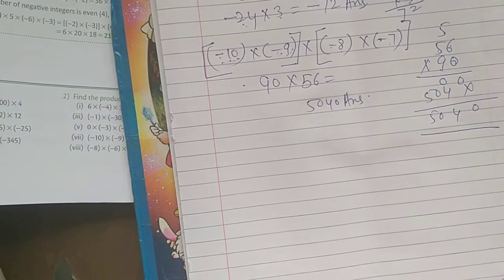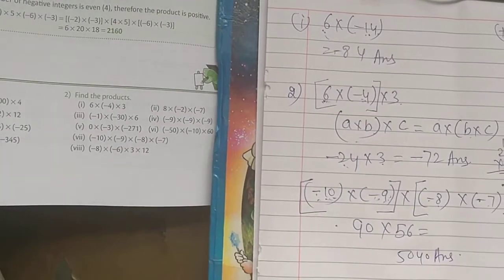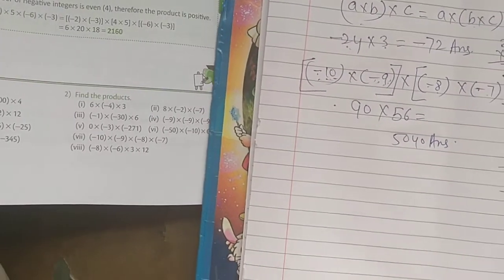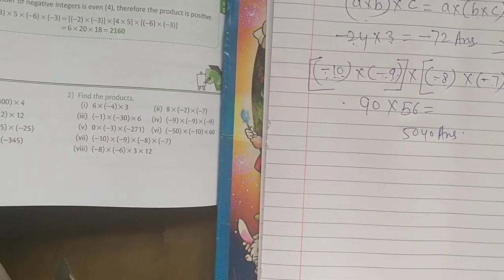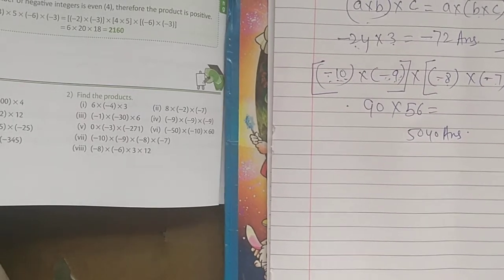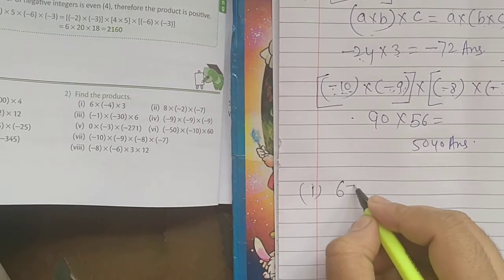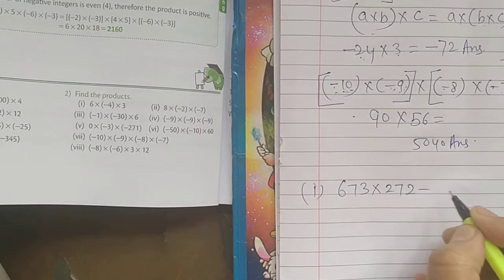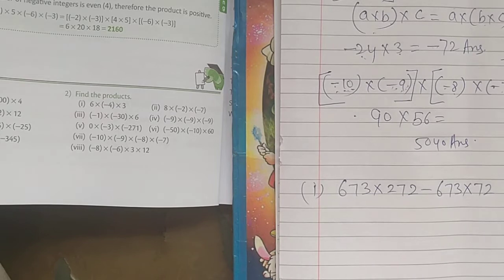I think this is clear. Now you can do the first question and second question. The third question is very important. Use the distributive property to simplify and work out the following. I already explained the distributive property to you. The question is 673 multiply by 272 minus 673 multiply by 72.